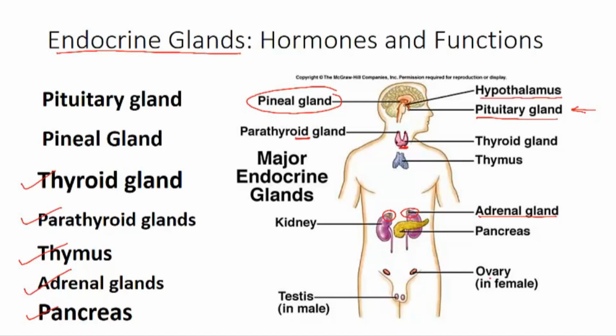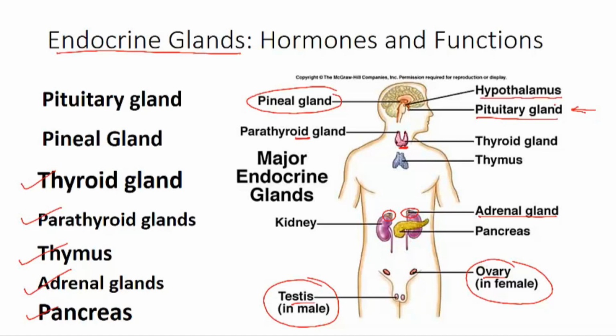There are two other hormonal glands present, the ovary and the testis. The ovary is only in females and the testis is only in males, and they produce the hormones responsible for major and minor sexual characteristics in males as well as in women. Okay, so these are the different positions of the endocrine glands.